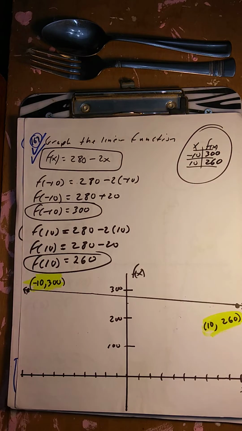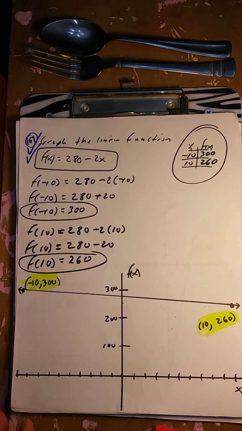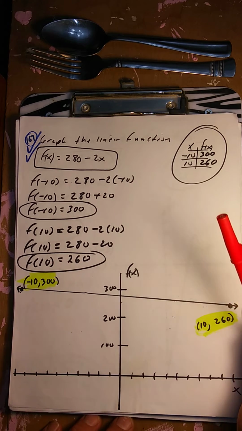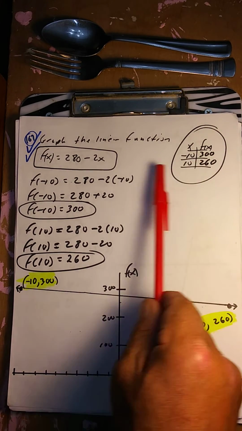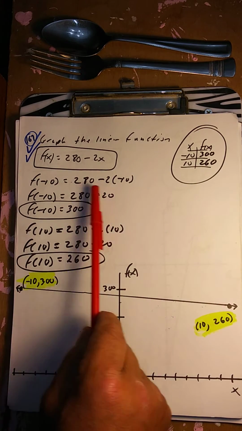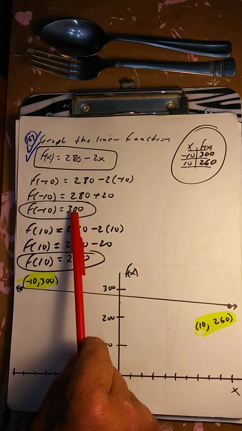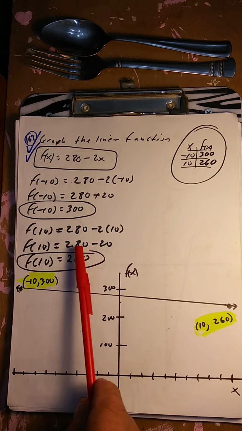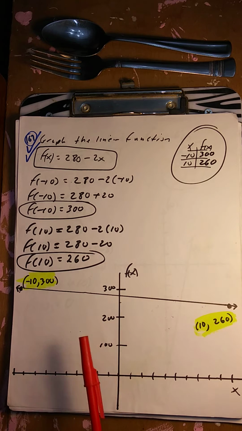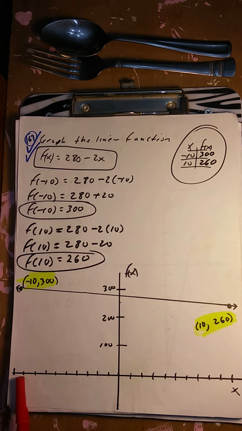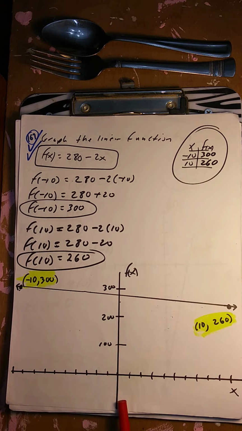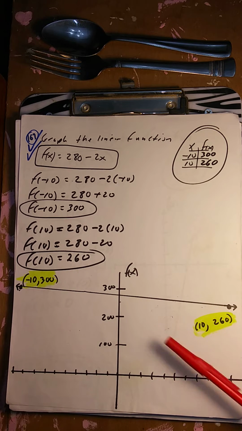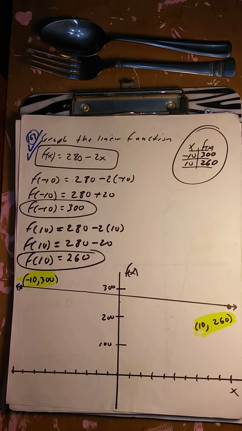Okay? Alright. Graph the linear function. I'm going to get some points for it. That's the easiest way. So I put negative 10 in there. f of negative 10: negative times negative is positive, so that's going to be 300. And I put a positive 10 in there. f of 10, 2 times that is negative 20. 280 minus 20 is 260. So at negative 10 it goes up to 300, and at positive 10 it goes to 260. So it's decreasing like this. That's a linear function.